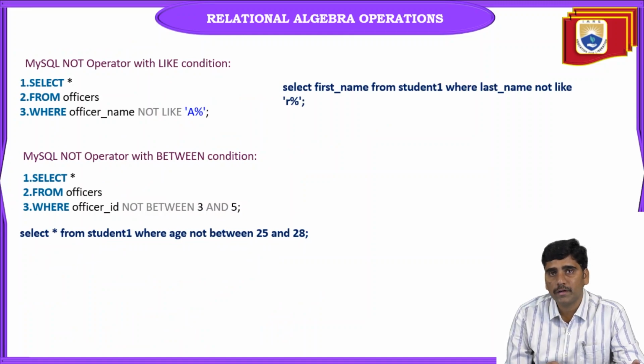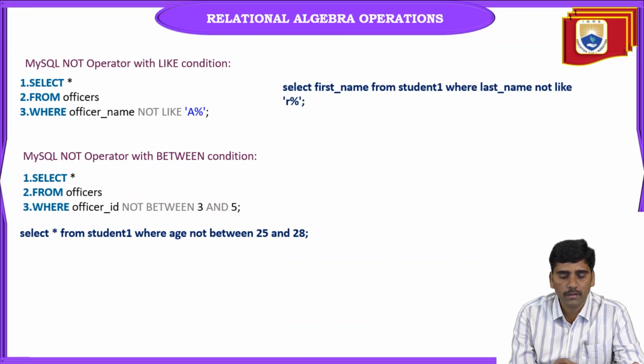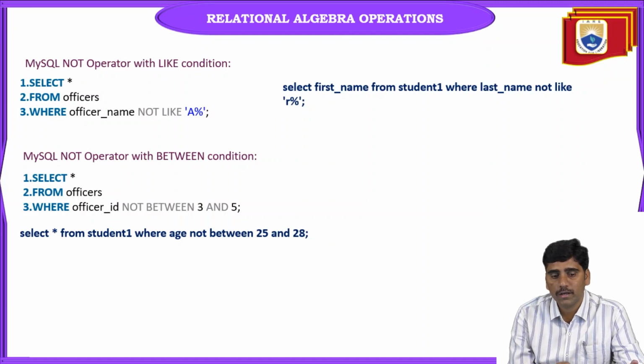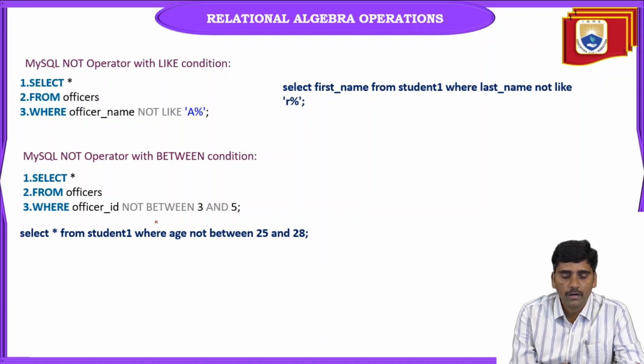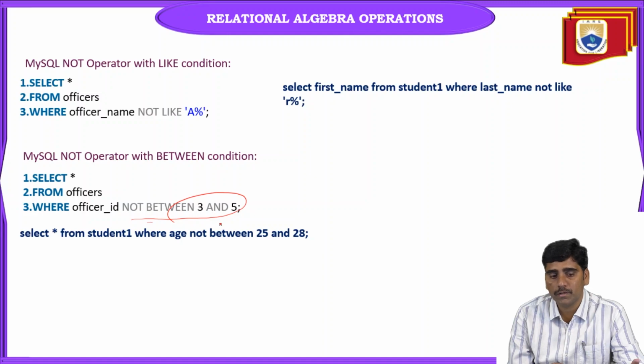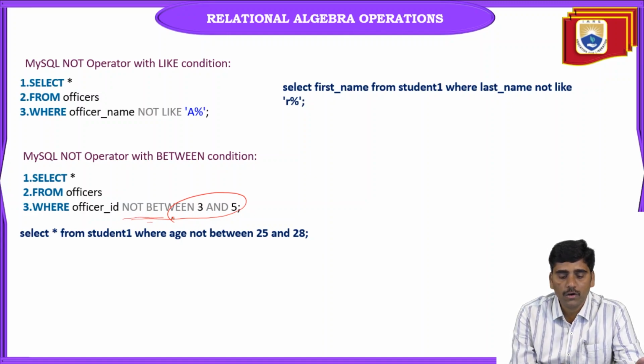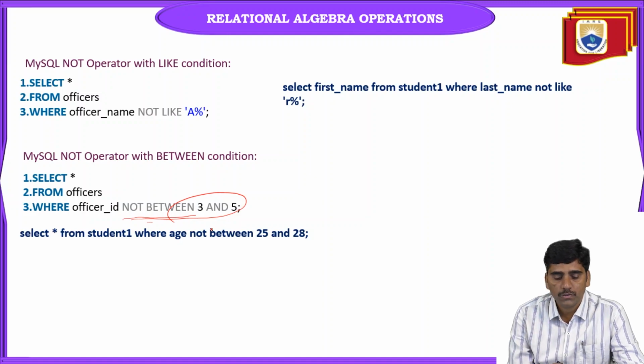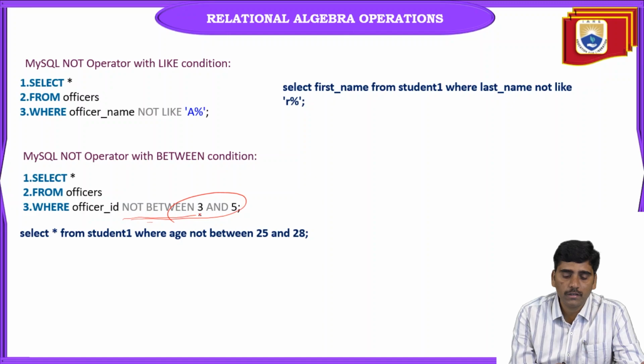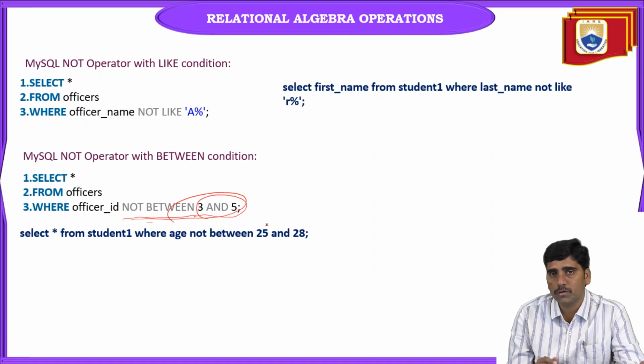MySQL NOT operator with LIKE condition. The NOT LIKE operator is the opposite of the LIKE operator, and similarly NOT BETWEEN 3 and 5. So, MySQL NOT operator with BETWEEN condition. It indicates whether the officer ID is between or not between. You can use the BETWEEN operator, and those between values will be displayed. If you use NOT BETWEEN, the values displayed will be those not between the condition you provided.